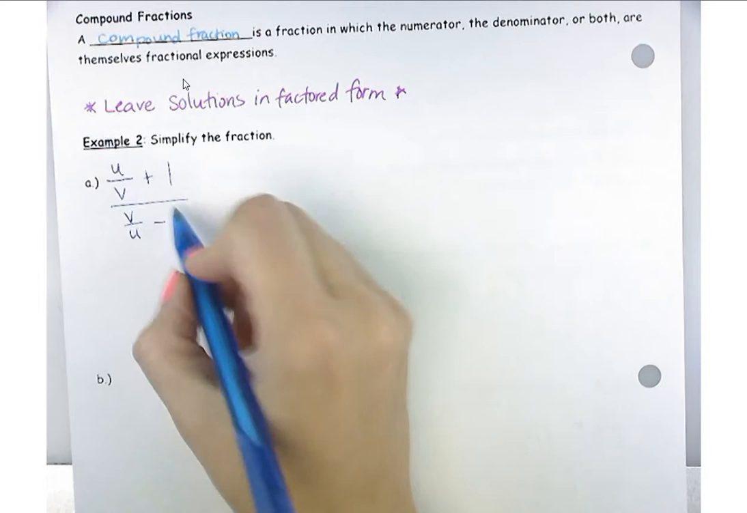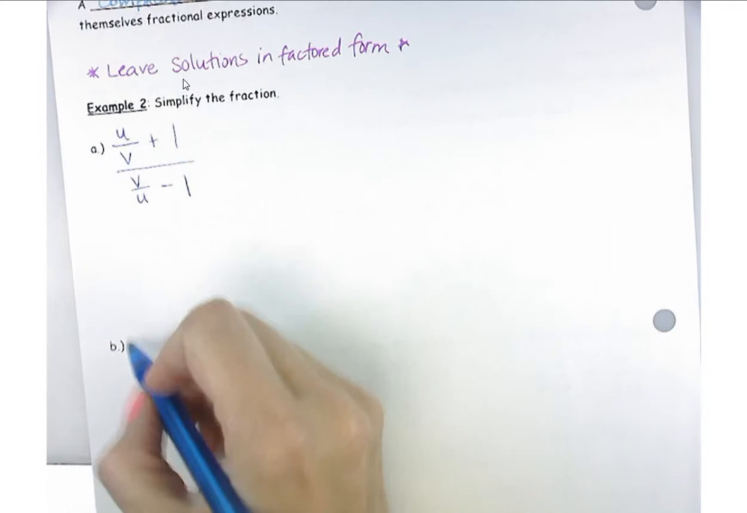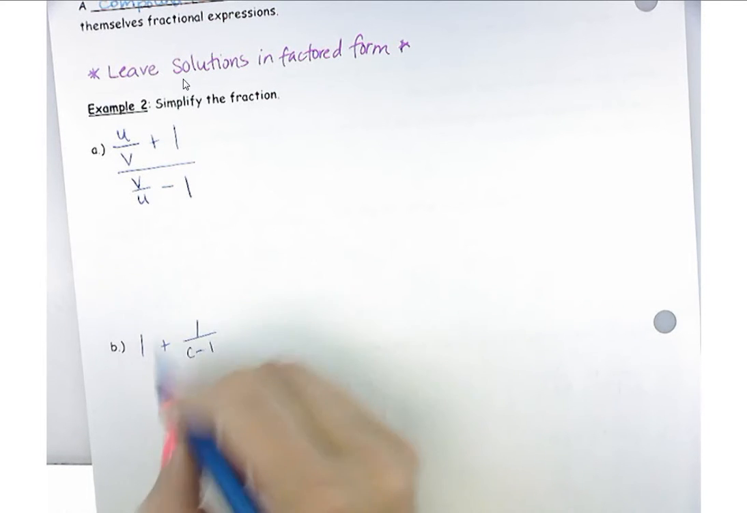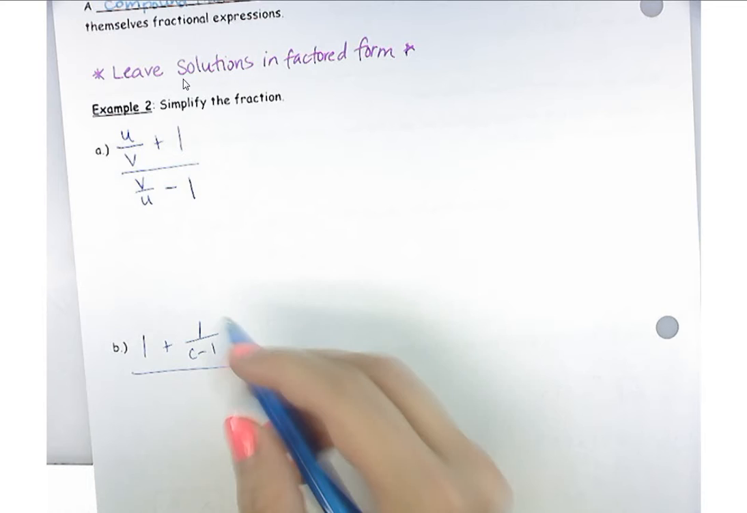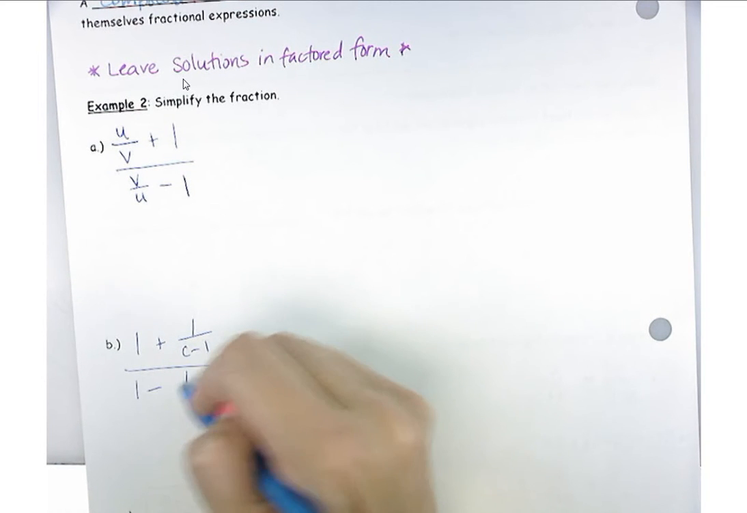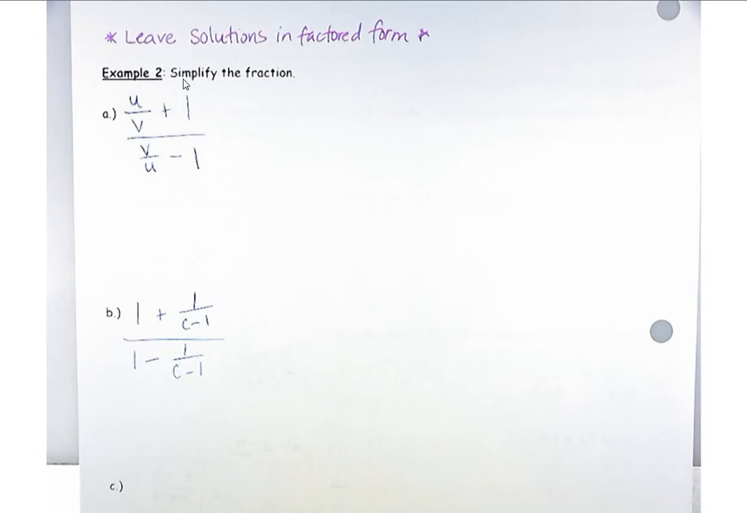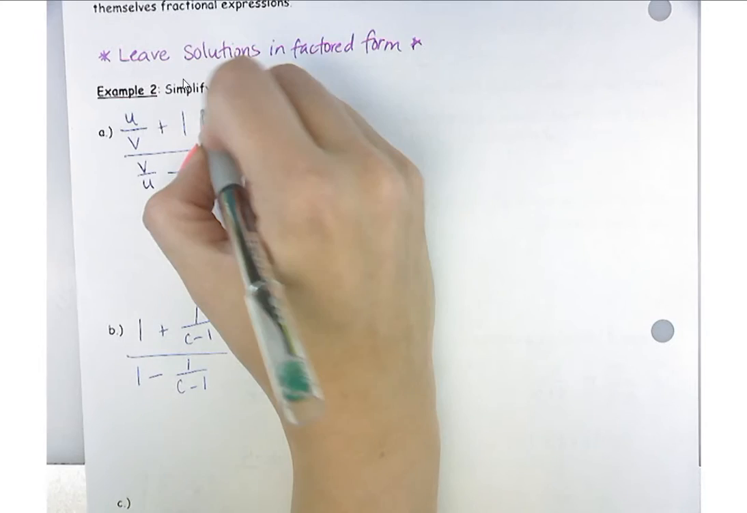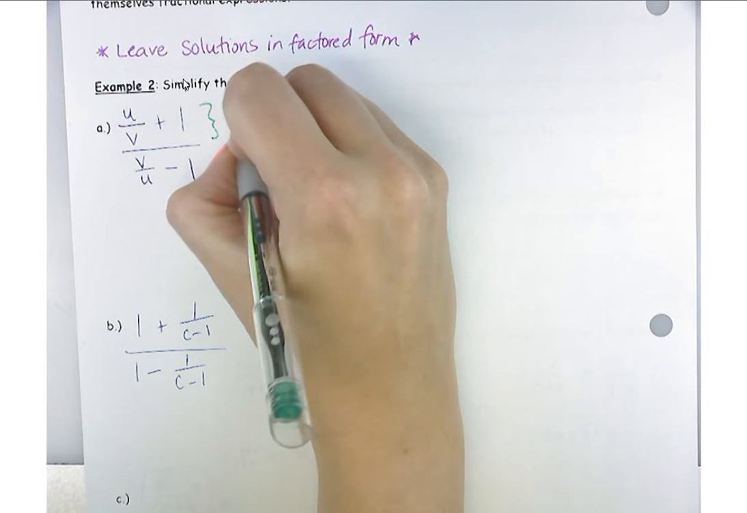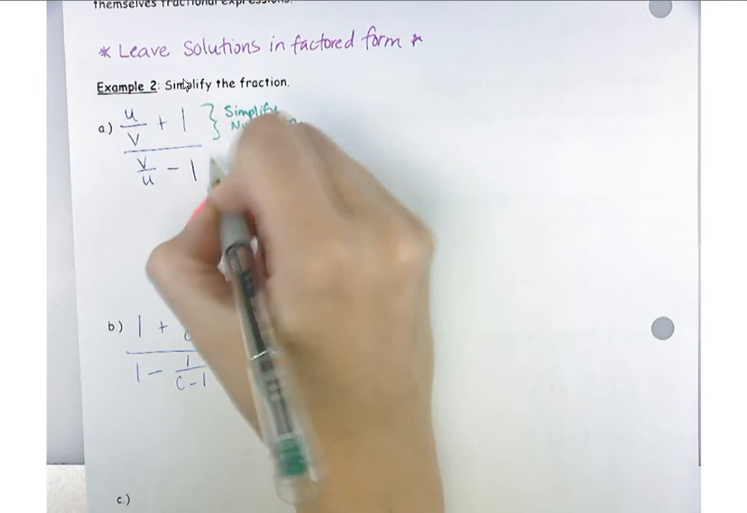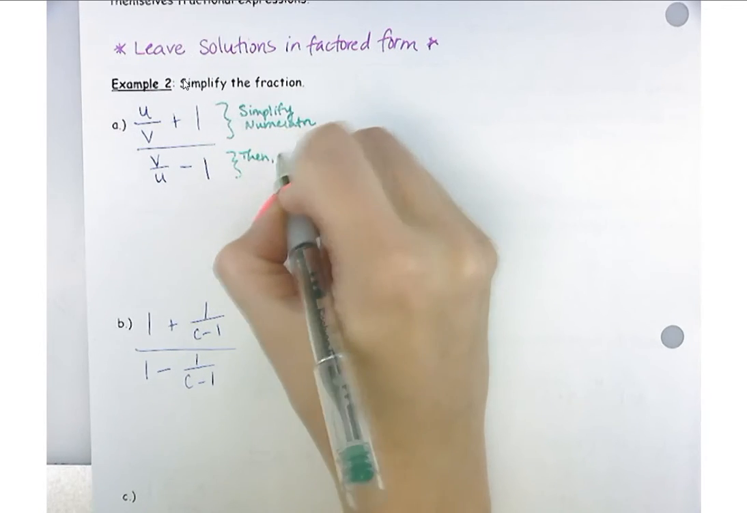Okay, so whenever you have a fraction within a fraction, ultimately our goal is going to be to simplify the numerator first, the denominator second, and then use what we know about dividing fractions to simplify those together. Right? So like I said, our goal is going to be to simplify the numerator. Then we're going to simplify the denominator.